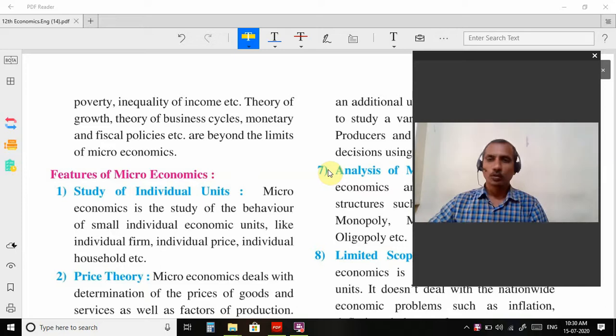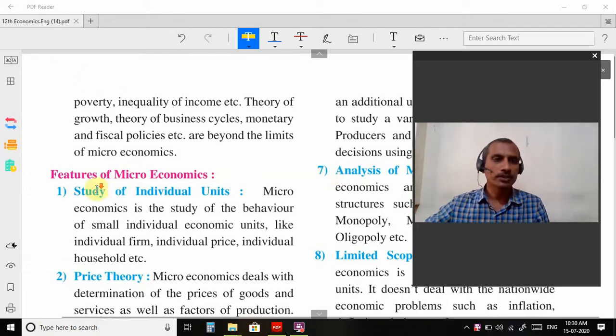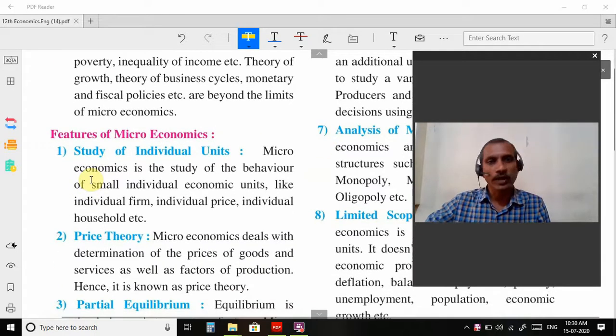Okay. Good morning, students. Today we are going to learn about features of microeconomics. This is a very important question from the examination point of view. This question will be asked for 3 or 4 marks, so you have to read at least 3 to 4 points. Okay. So first of all, we will learn the first feature of microeconomics.